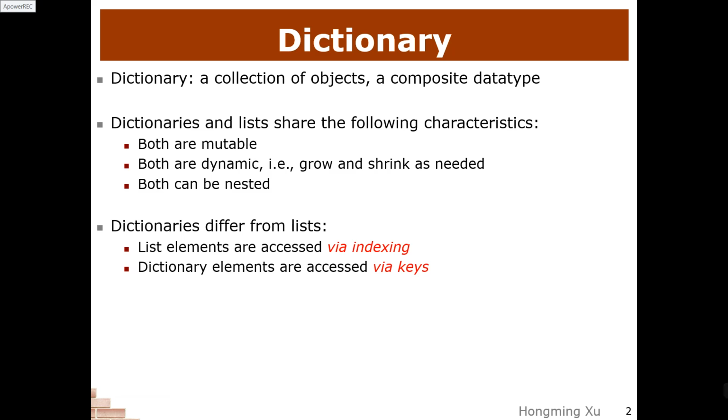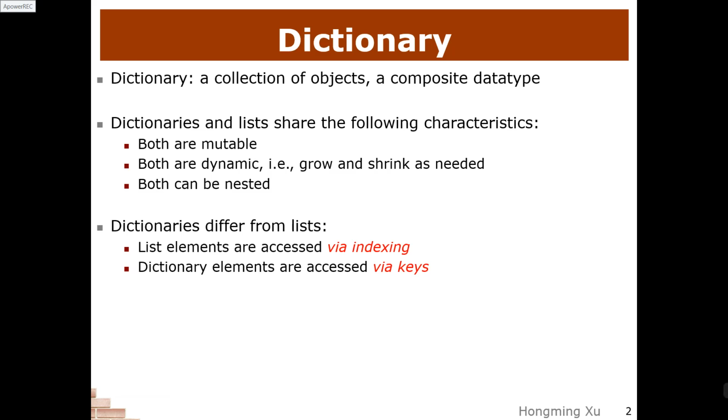Dictionary is a composite data type in Python. It is used to store a collection of objects. Basically, dictionaries and lists have many things in common. For example, both are mutable. This means we can modify the values inside the dictionary or the list. Second, dictionary and list are dynamic. Here, dynamic means we can grow or shrink the dictionary or list as per our requirement. The third is that both of them can be nested.